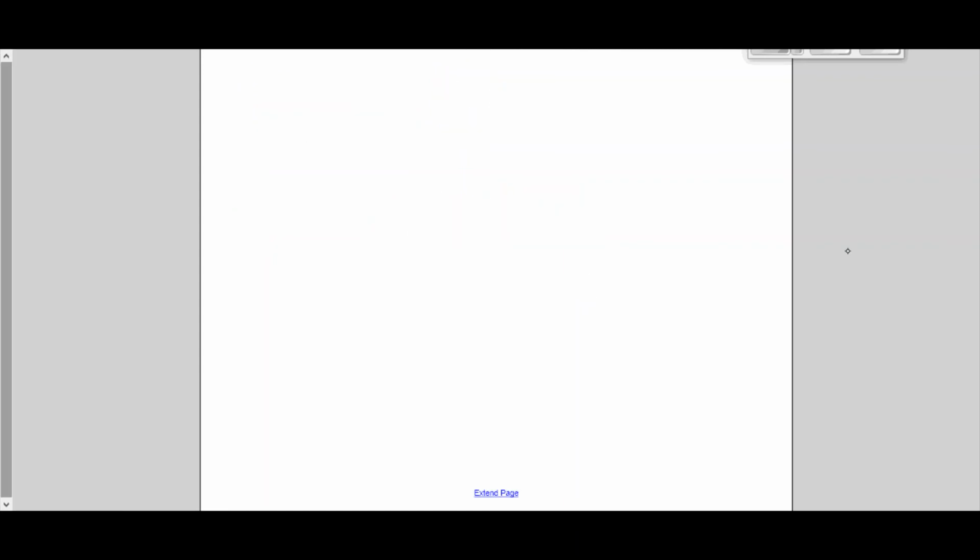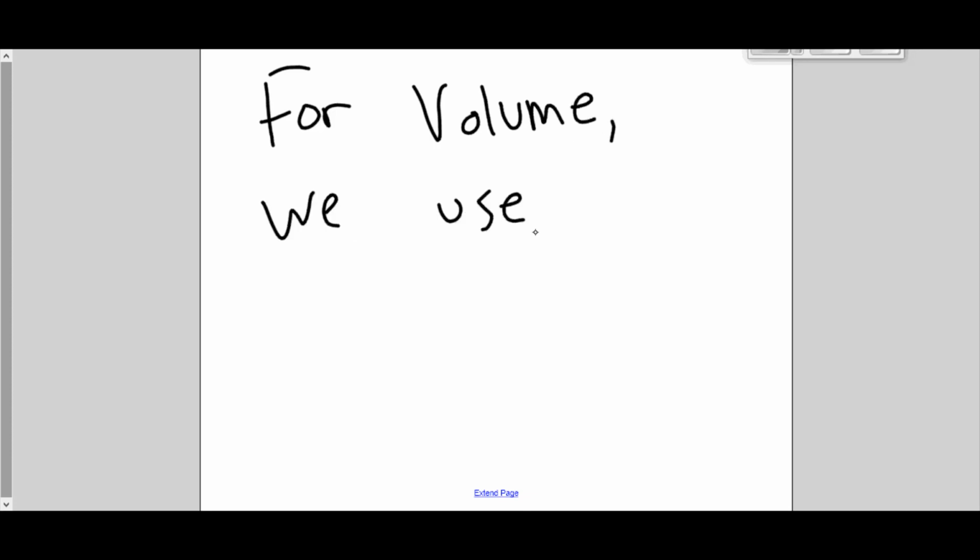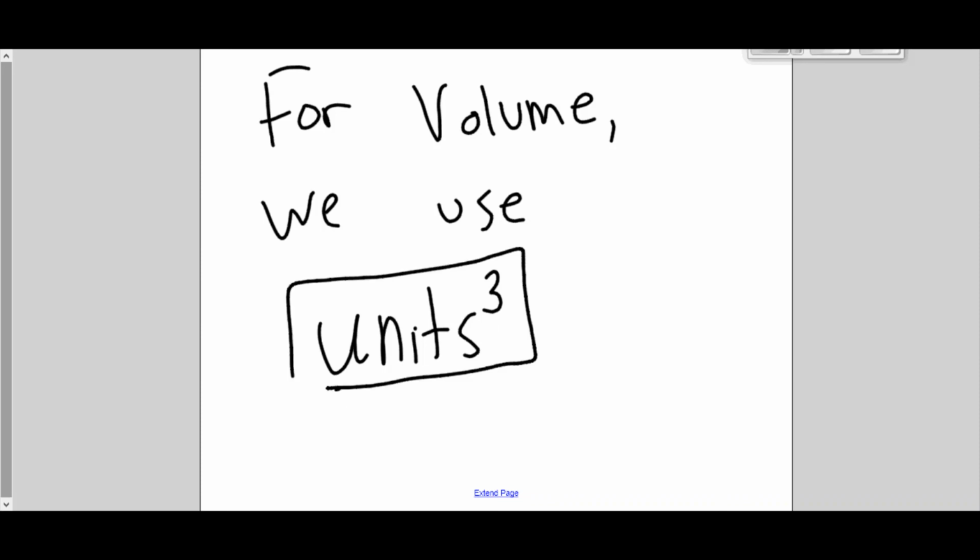So for volume, we use units cubed because we're multiplying three side lengths together. So we need to use units cubed for volume. So we use units cubed.